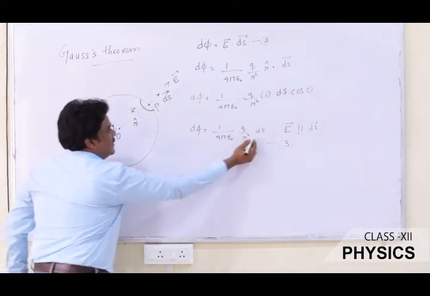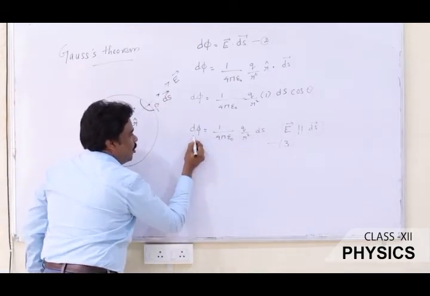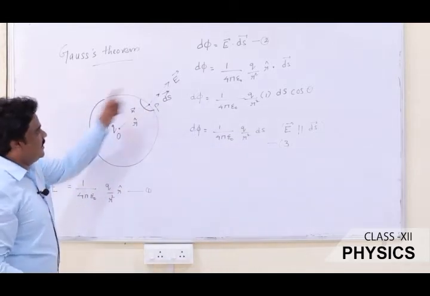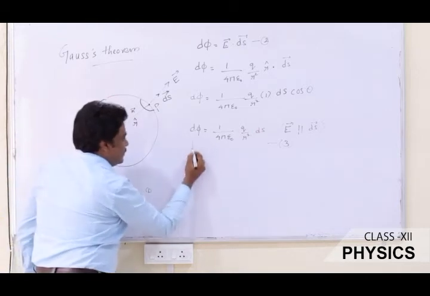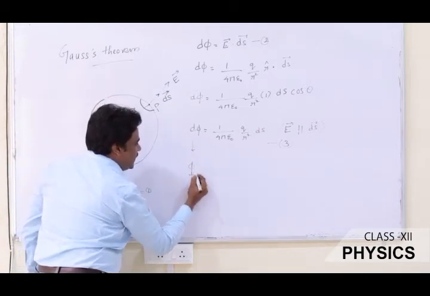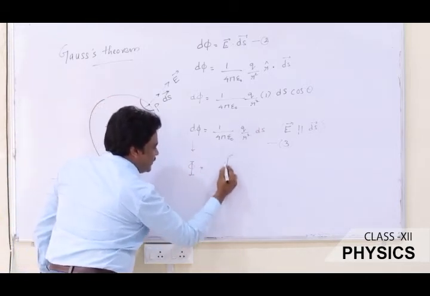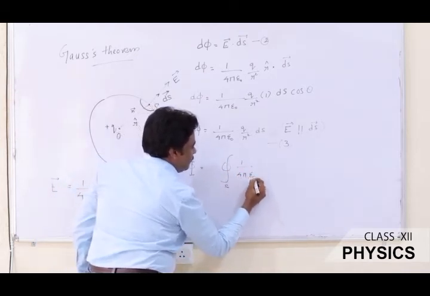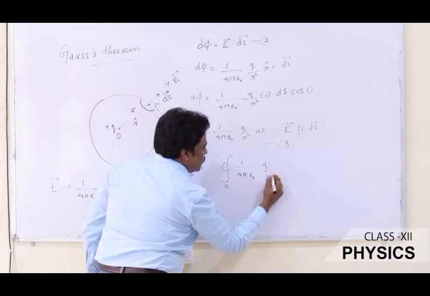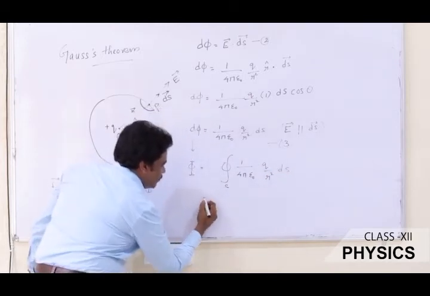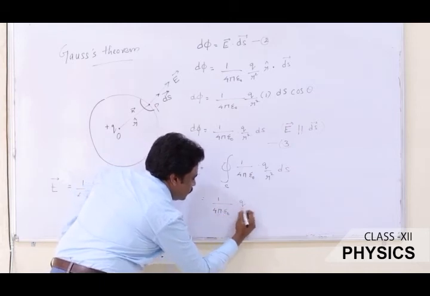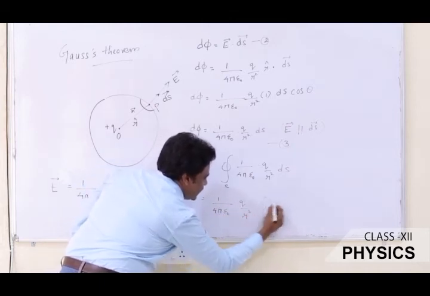Now, this is the small flux linked with the small area element. Our aim is to get the total flux through the entire sphere. So if phi is the total flux, I am going to integrate it over the entire surface: 1 by 4 pi epsilon naught Q by R square ds. All the things are constant except ds. So 1 by 4 pi epsilon naught q by r square, surface integral ds.